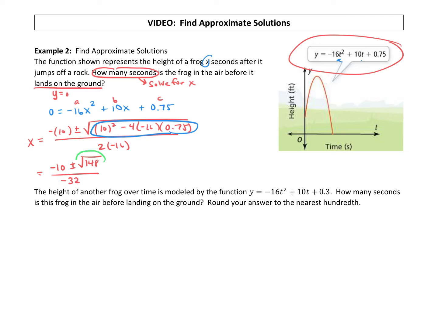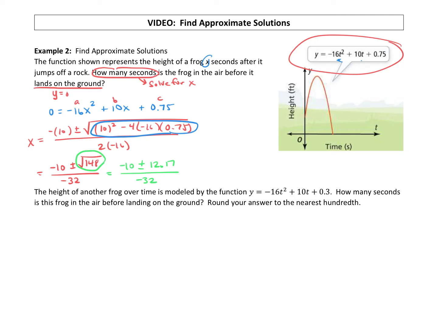Next step, this square root of 148. So normally we might try to reduce that. Can we reduce the radical? But when you guys have a word problem, decimals are okay. That's a good real life way to approach this. So we're going to type the square root of 148 into our calculators. I'm just going to rewrite negative 10 plus or minus. That gives us 12.17.